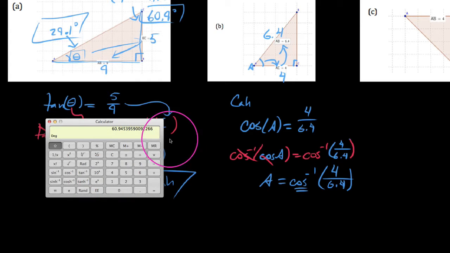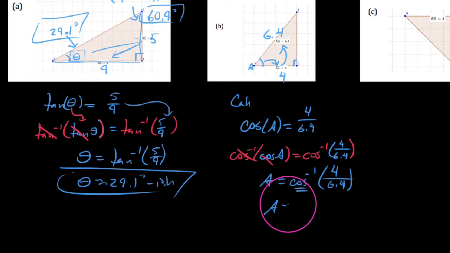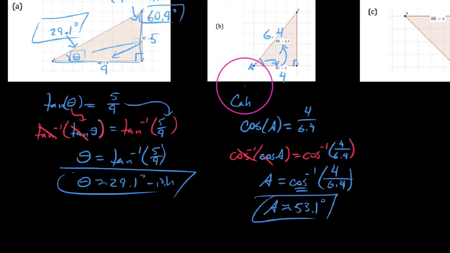So again, we say calculator. We say, all right, 4 divided by 6.4 equals, and we'll do cosine inverse. We need cosine inverse this time, about 51.3 degrees. So approximately 53.1 degrees. And we say, well, would this be reasonable to interpret this as being a 53.1 degree angle? Absolutely. It looks like this could be the case.